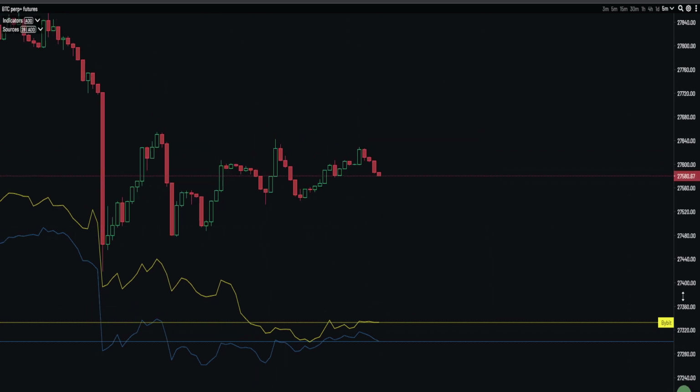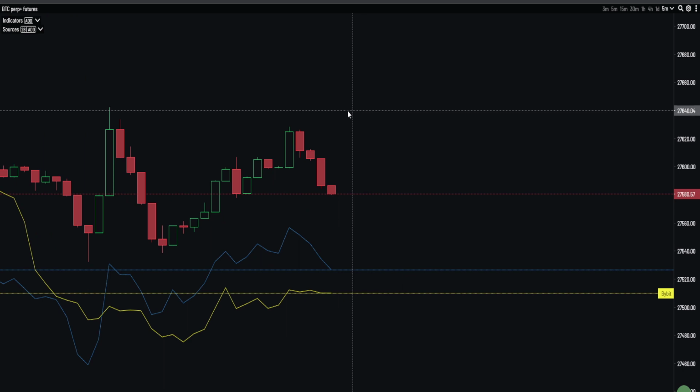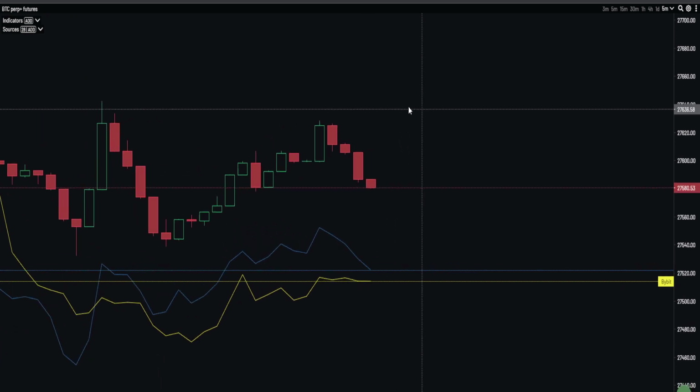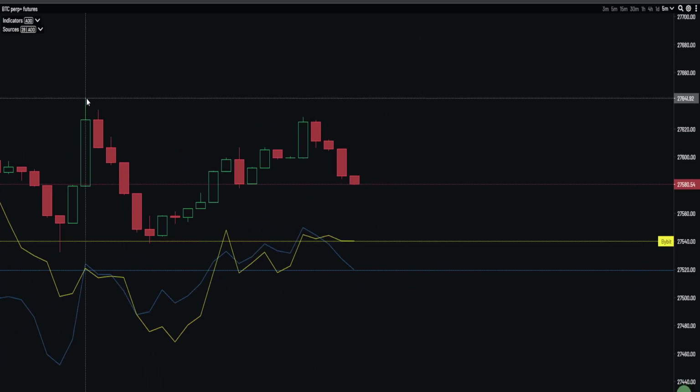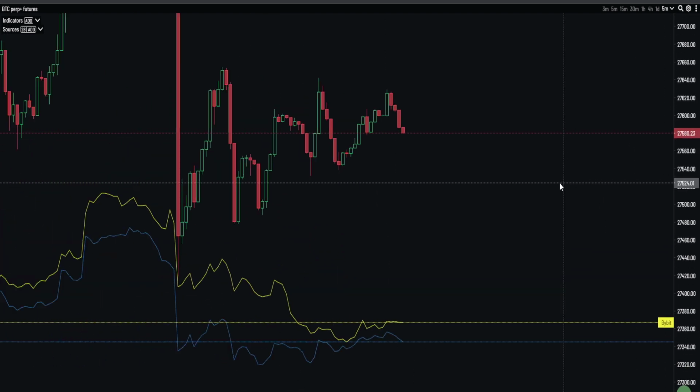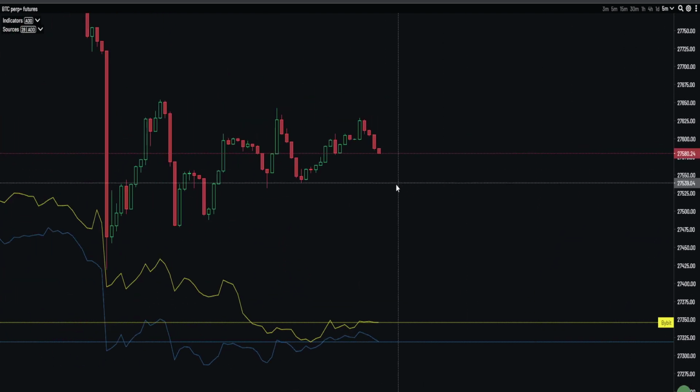Because if we even zoom in a little bit more, and I just spotted this right now, we actually have a high over here. We made a lower high on price, but on the blue as well as the yellow CVD, we are making a higher high, which is a bearish divergence. So we actually have both bullish and bearish divergences playing out at the moment.